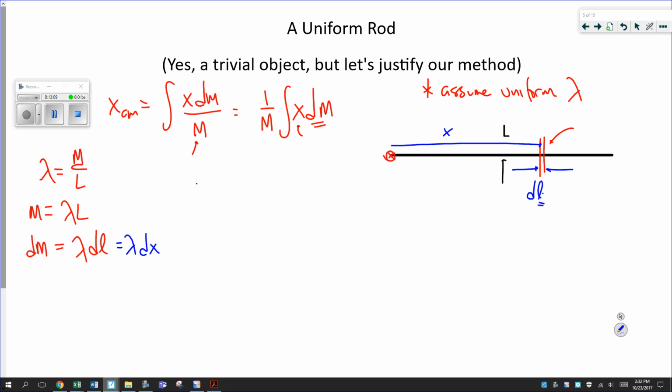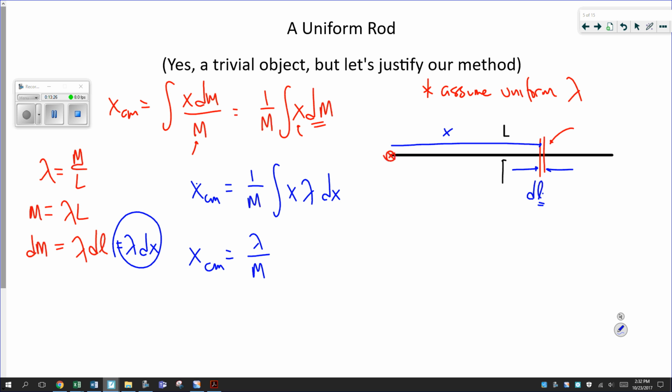And then I'm going to take our expression: x, the position of the center of mass, is 1 over m times the integral of x dm. Now, dm is lambda dx. Nice thing about this is that lambda's a constant, so I'm going to pull that out. Constants don't get integrated, only variables get integrated, so we do x dx.